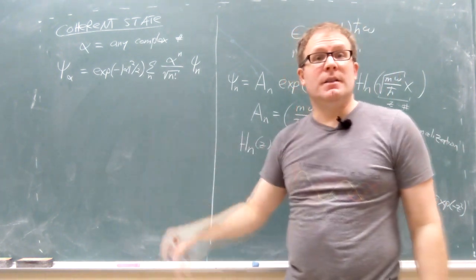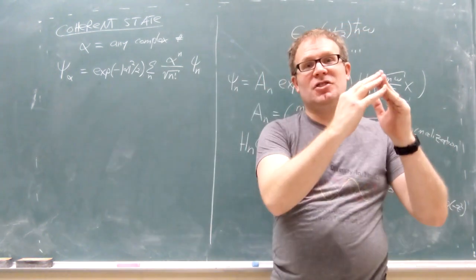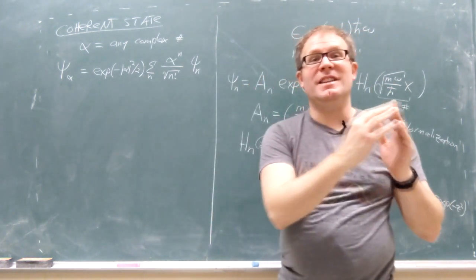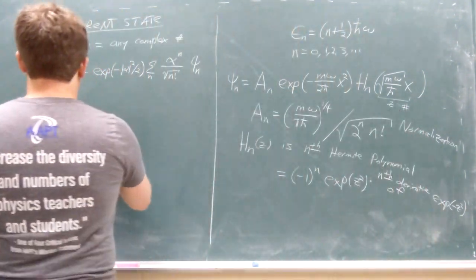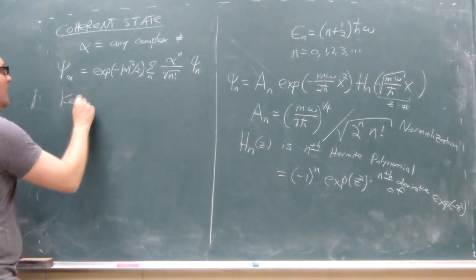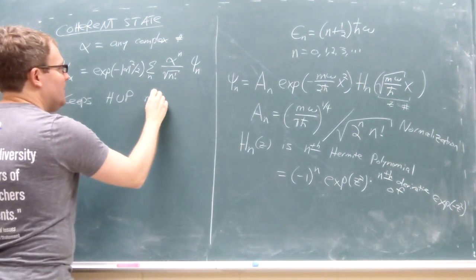And this thing has some really neat properties. We're going to play around with these in the code at the end of the video. We're going to see that it kind of maintains its shape in the harmonic oscillator potential. It stays coherent, hence the term coherent state. The other thing that this does is that it keeps the Heisenberg uncertainty principle at a minimum.